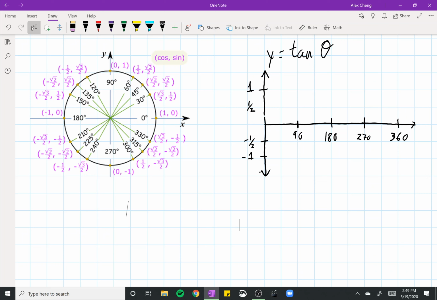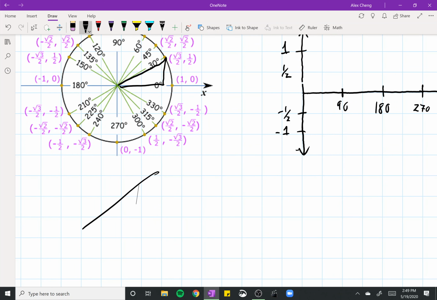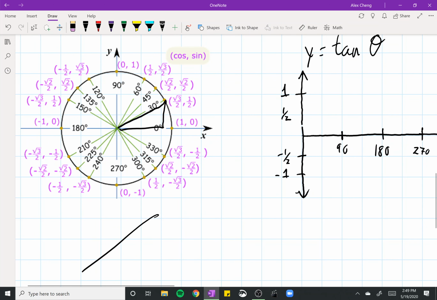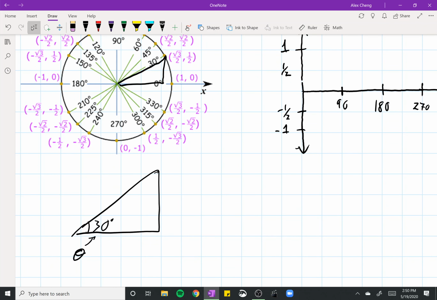Well, to see this, let's actually look at one of these triangles. Let's take a look at this first one here, the 30-degree triangle. Okay, so here is a 30-degree angle. Right there, that is our theta. Let's also fill out our coordinates. Our x side is root 3 over 2, and our vertical side is 1/2. Again, these are just the x, y pieces right there.